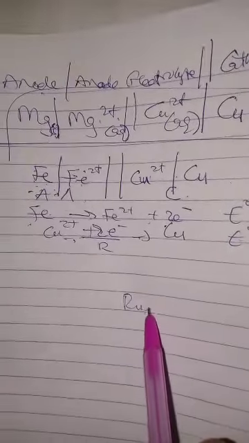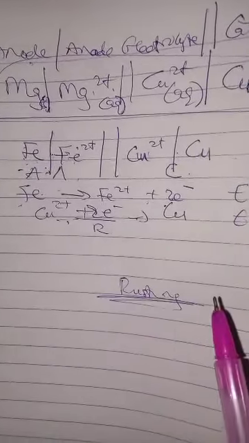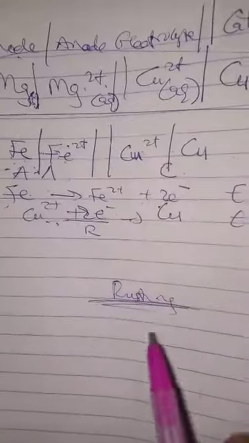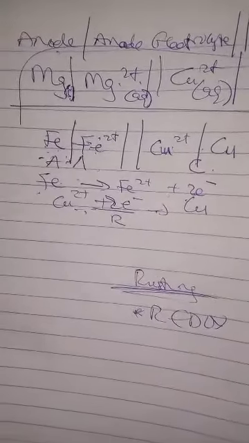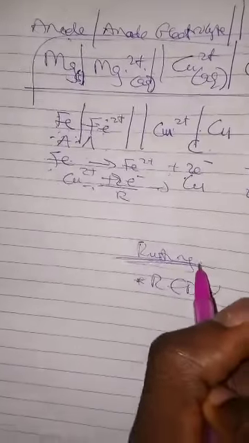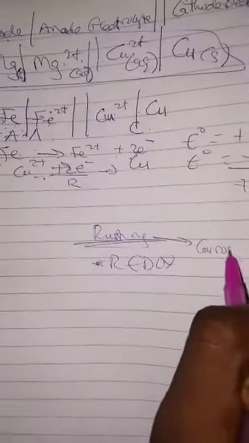Yes, let's move to the last one now. For this last one, let me just talk on rusting. Now, rusting is a special case that involves a redox reaction. Note that it is a redox reaction. How can we prevent it? Now, rusting is referred to as corrosion of iron.